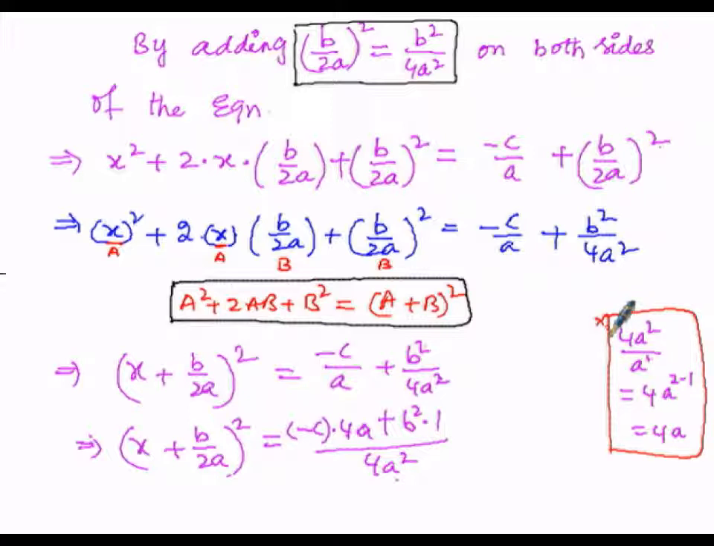Then now the next logical step is x plus b by 2a whole square is equal to b square 1s, which is b square with positive sign, therefore I wrote it in the beginning as the first term. Next term will be negative 4a into c, 4a into c is 4ac, overall divided by 4a square again.